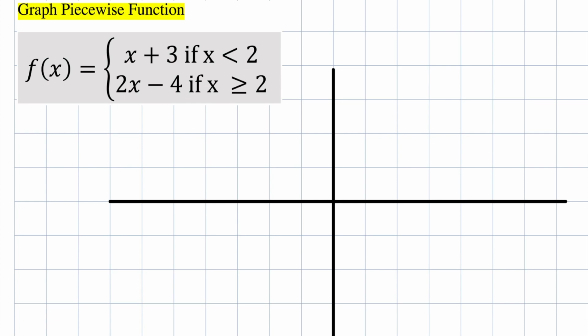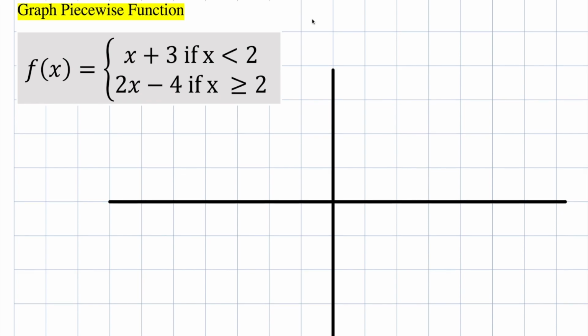Okay, in this video, we are going to graph two piecewise function problems. This will be the first one. So for this problem, we have two functions. We have x plus 3 if x is less than 2, and 2x minus 4 if x is greater than or equal to 2. So the very first one we're going to do is x plus 3, and we want to graph it.